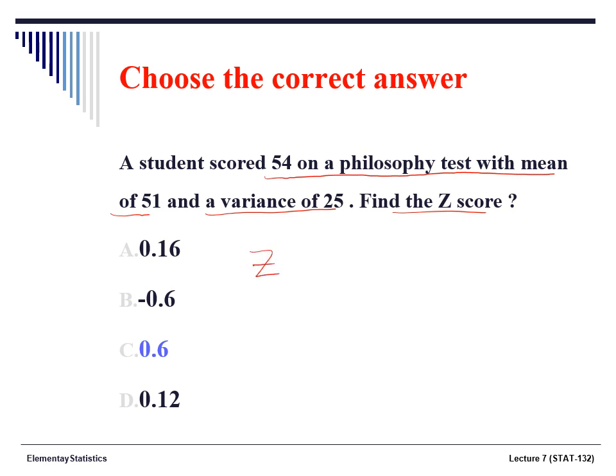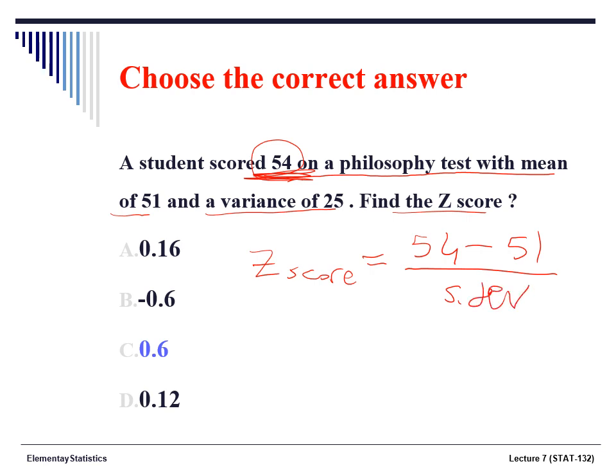So as you remember, the z-score can be calculated from the x value. This is the value we got here. We want to find the z-score of 54. So 54 minus the mean, 51, divided by the standard deviation. The standard deviation is not given in the question. But can we find it? Yes, the variance is given.